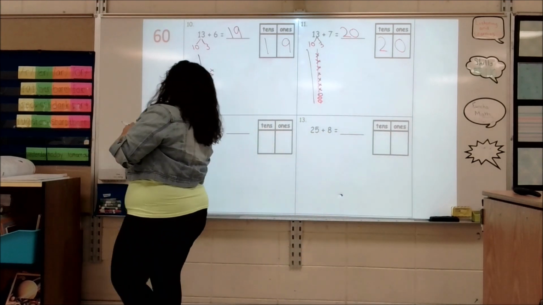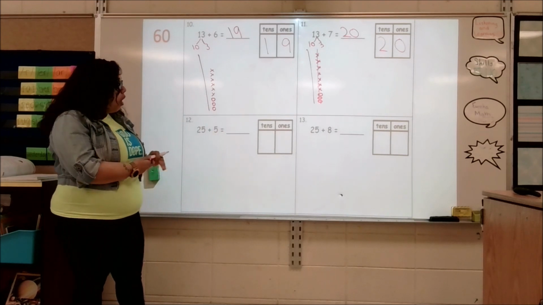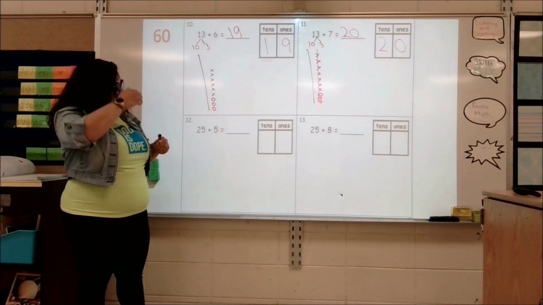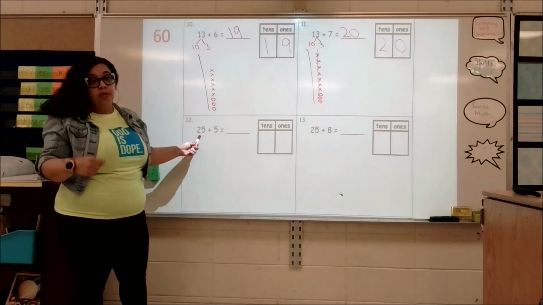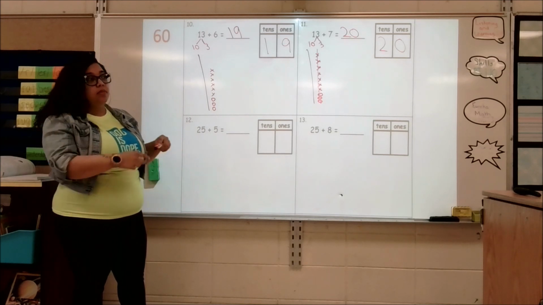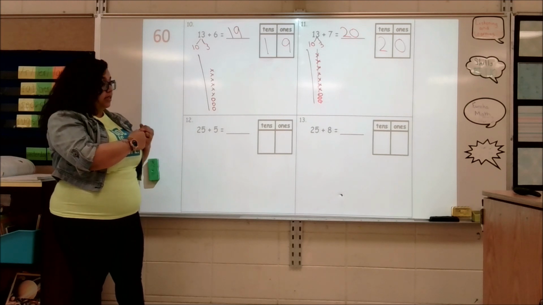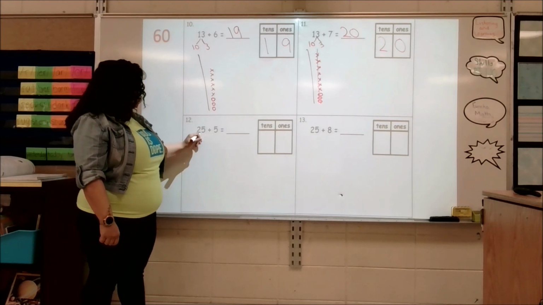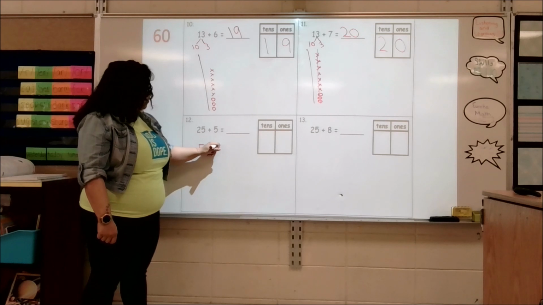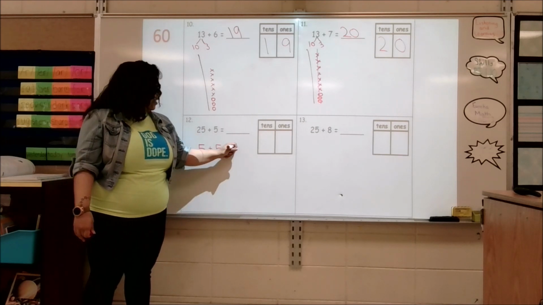Now, here we are. This is a situation where we are going to break apart. We can go either way because this is in the middle. We can go either way with this one. So this time I want to write number sentences to match. I want to say 5 and 5 is equal to 10.